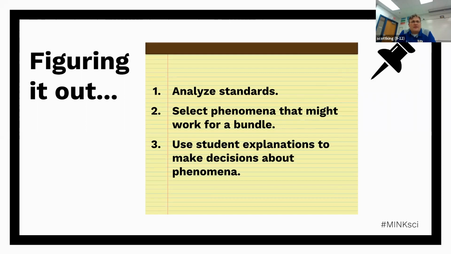So there's a couple of things we need to do for this. We have to analyze our standards and know what we are trying to teach towards. We're going to select a phenomenon that'll work for the bundle of standards that we're going to be using in our classroom. And then one of the key things is we're going to write a student explanation to make decisions about the phenomenon. If a student explanation is not detailed enough or can't get quite where you want to get to, then we need to pick a different phenomenon to work with.